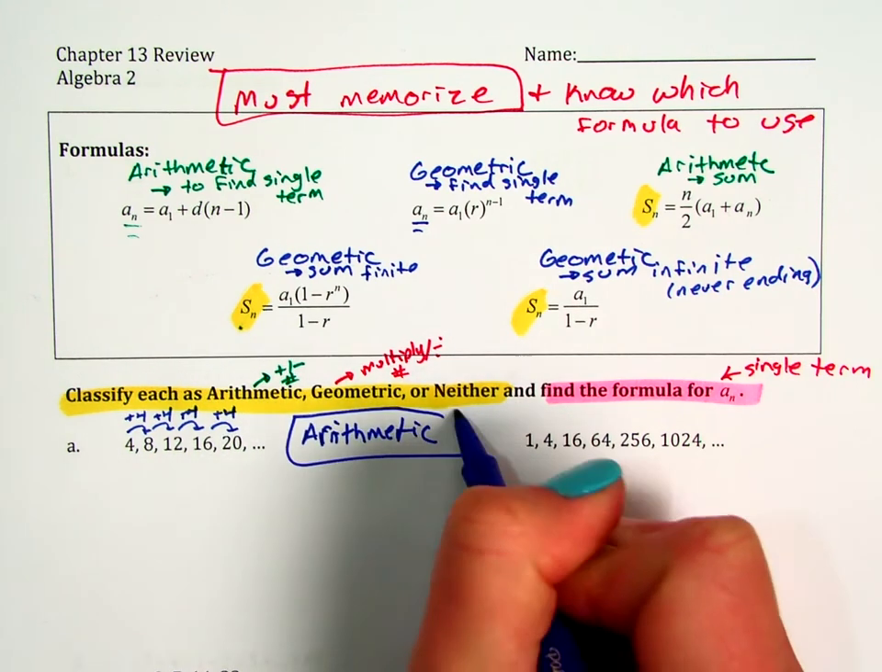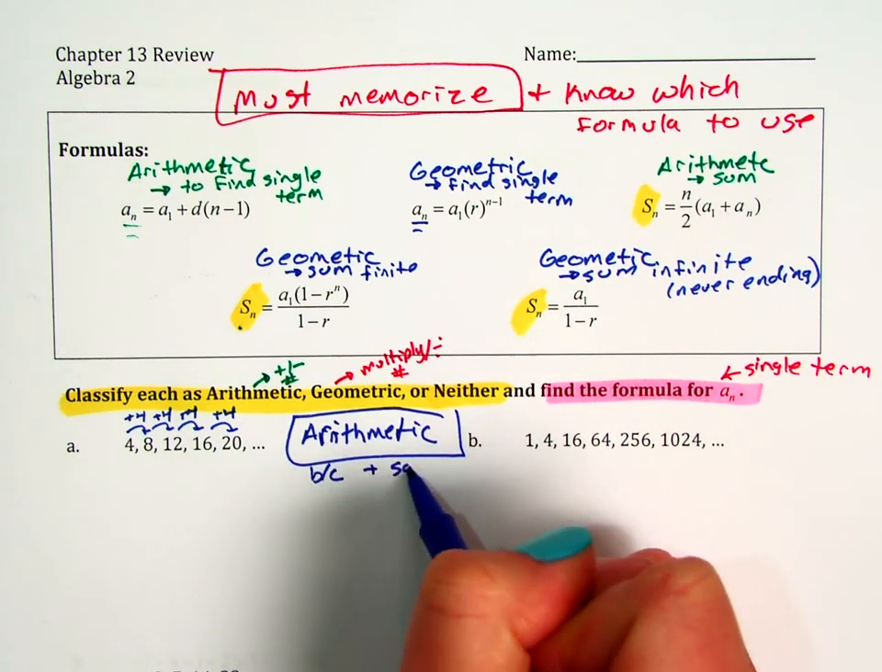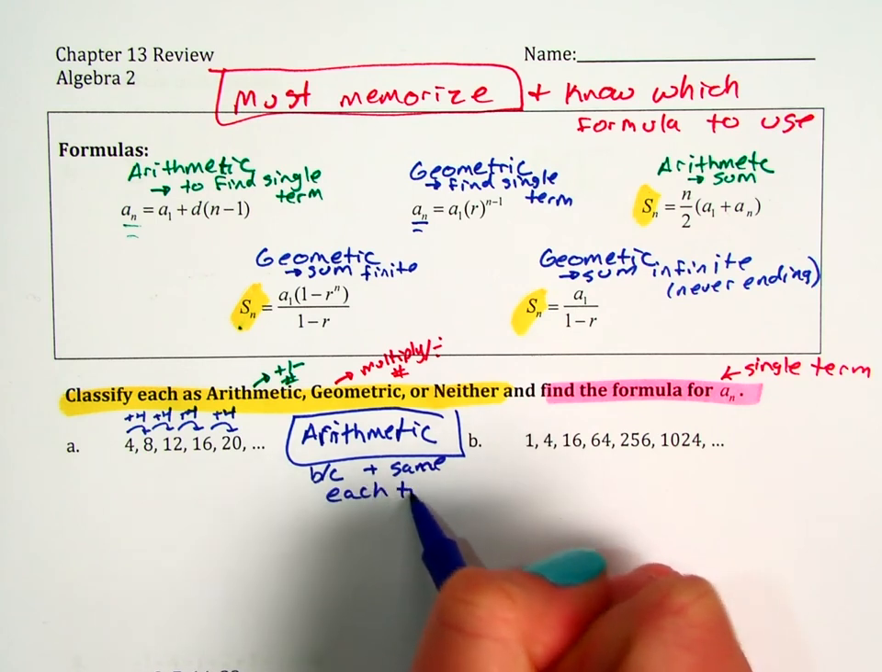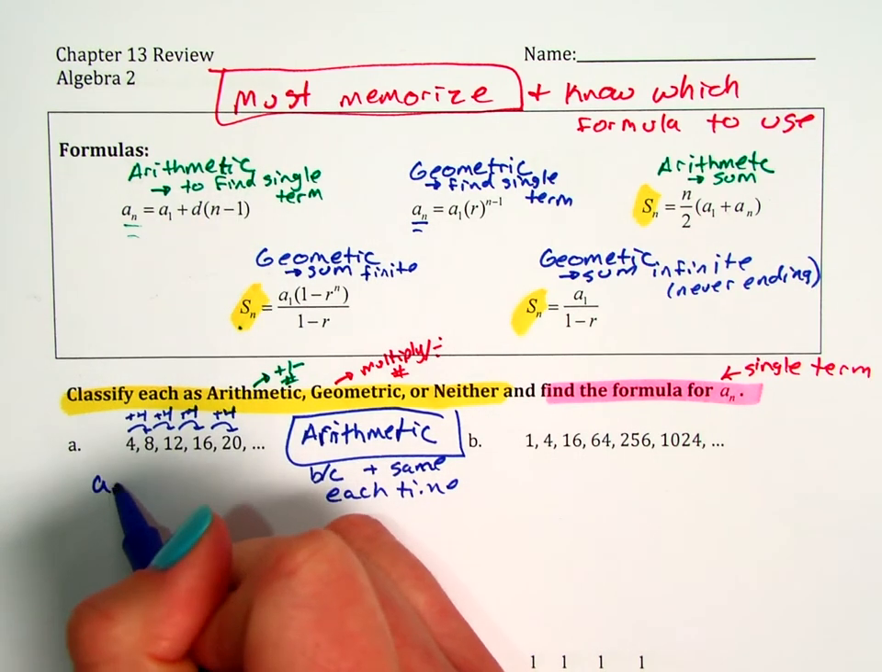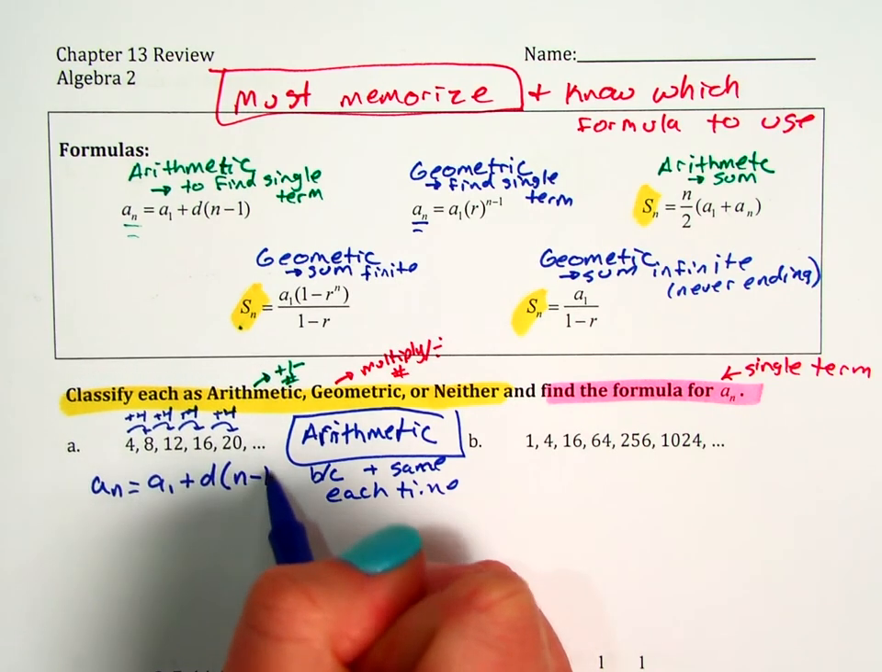So that's the first part of my answer. It's arithmetic, and I know that because we add the same amount each time. And so we're trying to find the arithmetic formula, which is a sub n equals a sub 1 plus d times n minus 1.